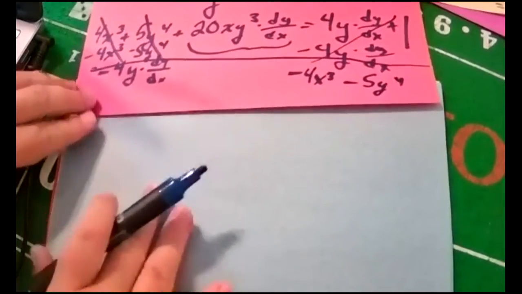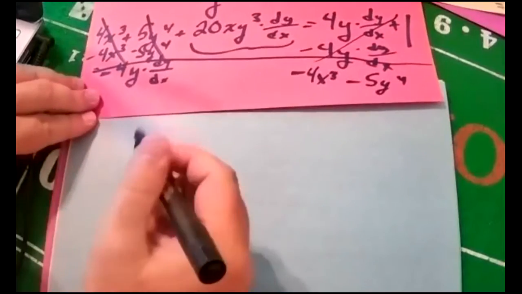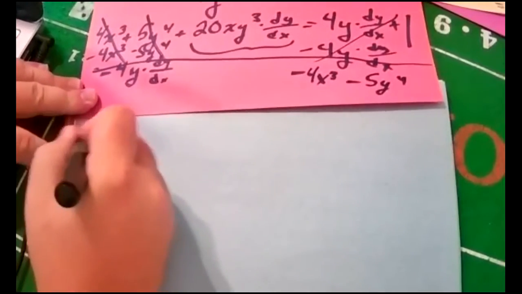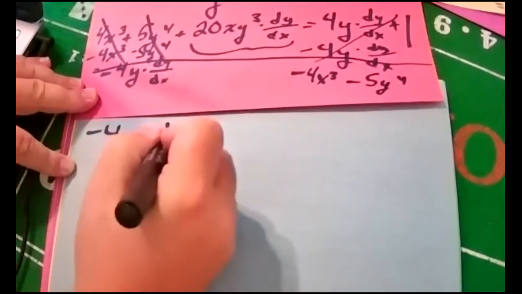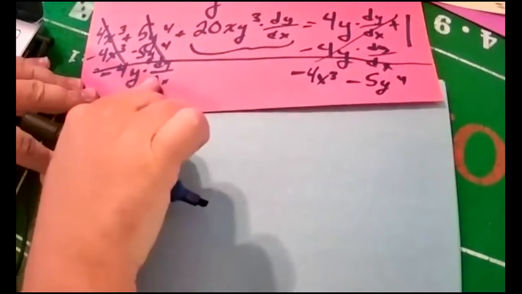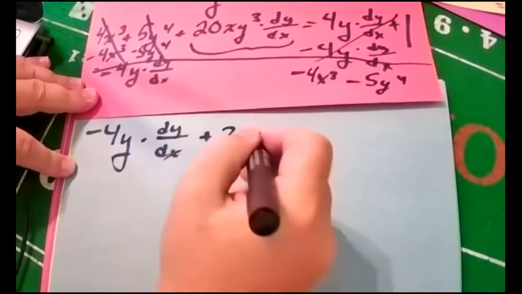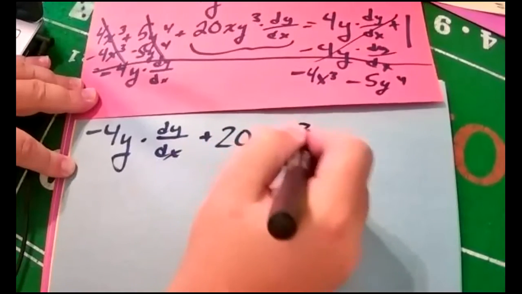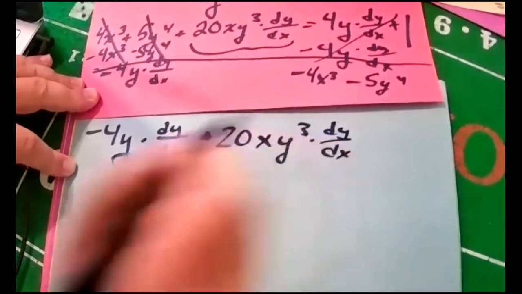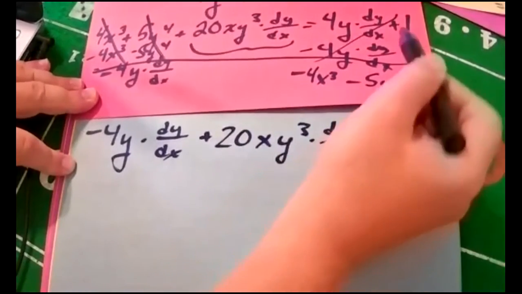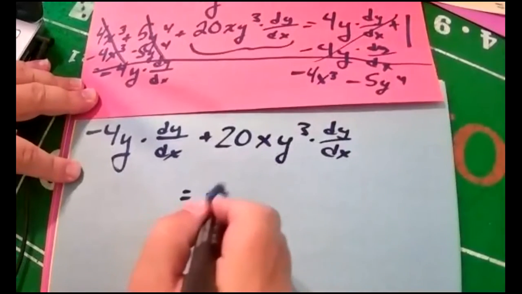Okay, on the left, I have -4y times dy/dx. That's this term. And then I also have this term, 20xy cubed times dy/dx. That's my left side. Now on my right side, I have all of these three things.